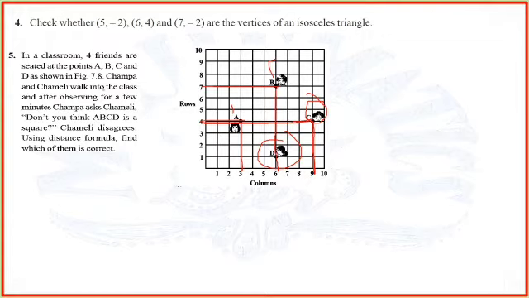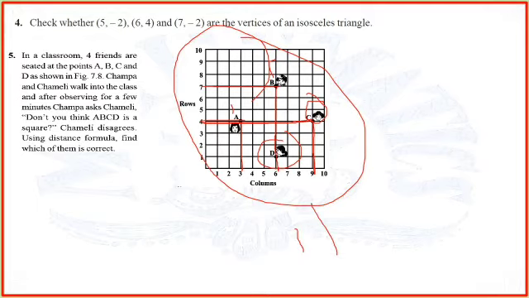Champa and Chameli walk into the class. This is the classroom, and 2 other friends are walking into it. After observing for a few minutes, Champa asks Chameli, "Don't you think ABCD is a square?" They observe that the way these 4 children are sitting inside the classroom, they are forming a square. Chameli disagrees. Chameli said, "No, this is not a square. Using the distance formula, find which of them is correct."